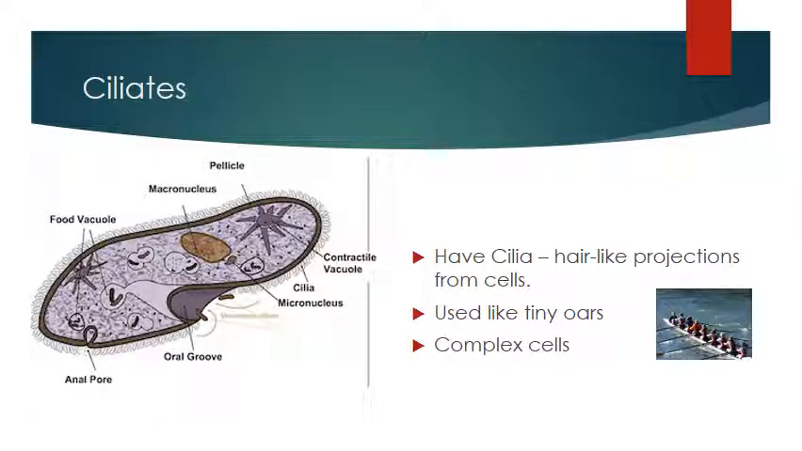The next group of the 4 is the ciliates. These are protozoans that have cilia, and they're the second group that we're talking about. And these cilia are hair-like projections from cells that move with a wave-like motion, kind of like oars on a boat. So this is how ciliates are able to move around and obtain their food.